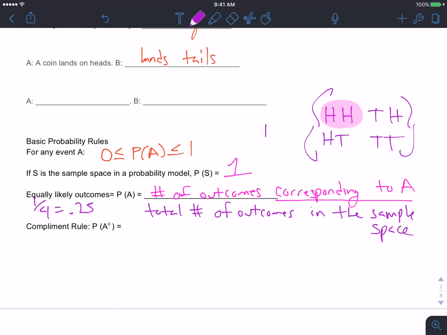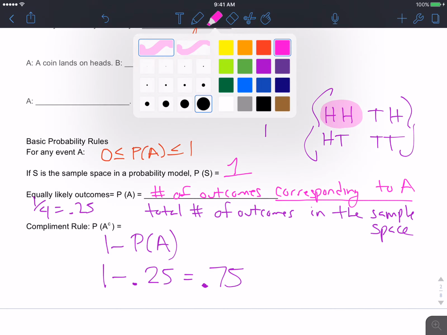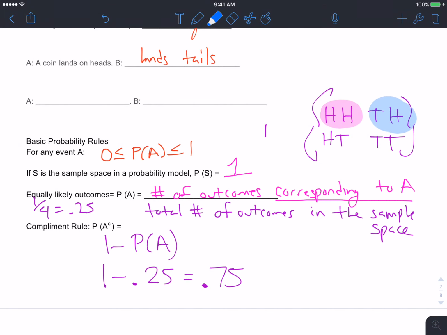The complement rule is just saying you don't want A to occur. And so you could rewrite that as 1 minus the probability of A. So if I said I don't want heads, it'd be 1 minus 0.25, which is 0.75. Or what you could have done is count up all the non-heads, and you got 1, 2, 3, so 3 out of 4 are not heads. And notice your answer is the same.